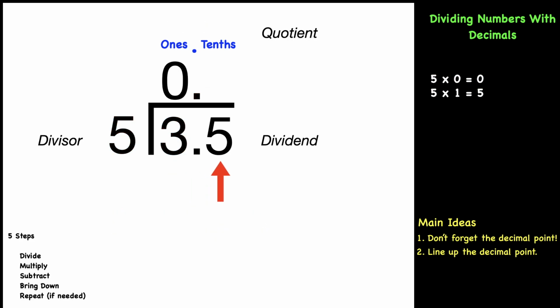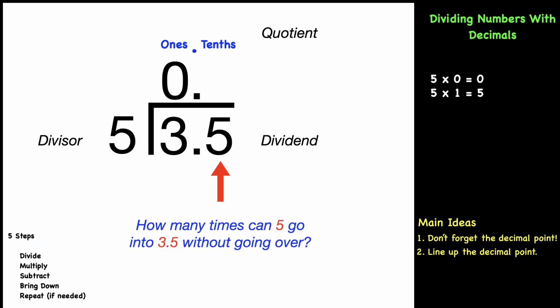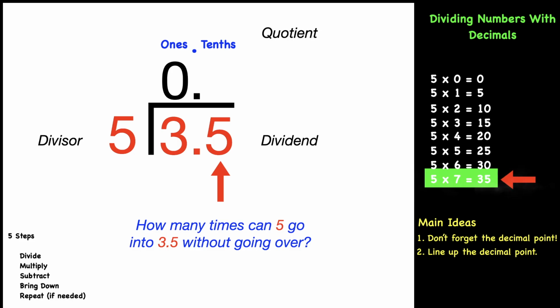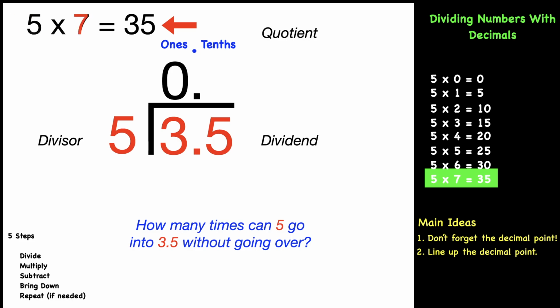Next, we go to the tenths place value and ask yourself, how many times can 5 go into 3 and 5/10 without going over? We'll look at our multiplication facts, and we see that 5 times 7 equals 35. Now, don't let the 35 confuse you, because earlier I said that's different from 3 and 5/10. You could think of that in terms of 35/10, okay? And that's another lesson, but for now, we're going to use the 35, okay? So 5 times 7 equals 35. We're going to use the 7, and we're going to use the 35.